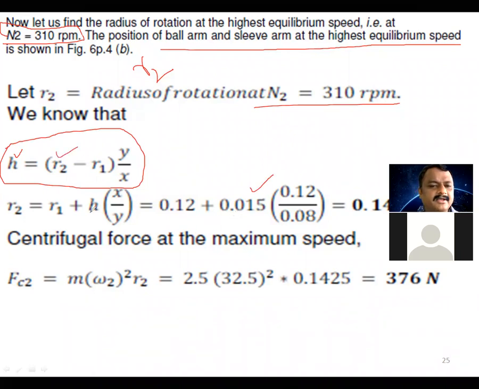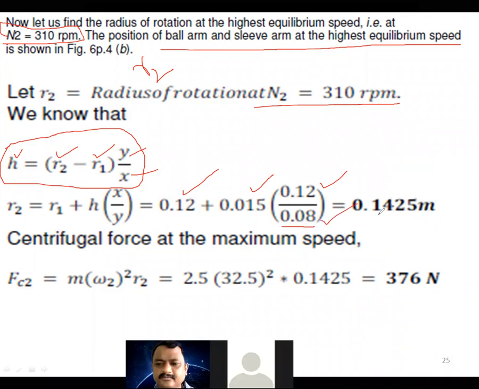Then R2 we are supposed to find out. R1 is known. What is R1? 0.12 meter into Y by X. Y is given as 0.12 meter or 120 millimeter. That is sleeve arm. Then ball arm is given as 0.08. X is given, vertical arm. So we make use of these two and write out what is the value of radius of rotation at the maximum speed, that is 0.1425 meter.